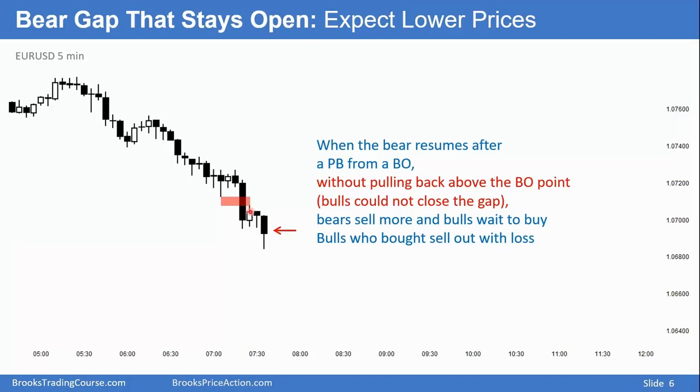Bulls could not close the gap despite that bull bar. This bigger bear bar is a sign that a lot of the bulls betting on an exhaustion gap are selling out with a loss. The bulls are giving up. And if the bulls give up, we're probably going to go lower before they'll buy again.